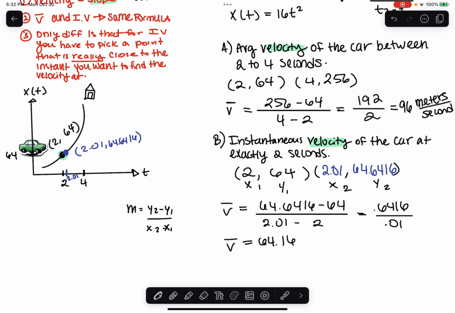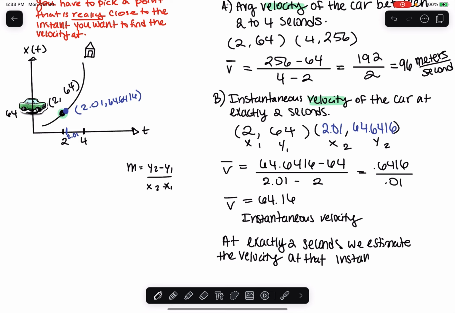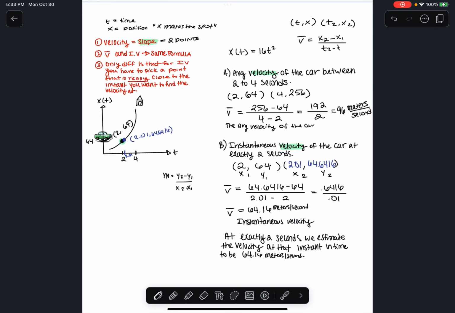But notice we don't refer to this as average velocity. Instead, we refer to this as instantaneous velocity. The idea is that because we picked a point so close to the original, the difference was so small that we technically found the slope at that instant in time, 2 seconds. So in this case, at exactly 2 seconds, we estimate the velocity at that instant in time to be 64.16 meters per second. And at the top, I probably should say that the average velocity of the car between 2 and 4 seconds of the journey is 96 meters per second. Right?